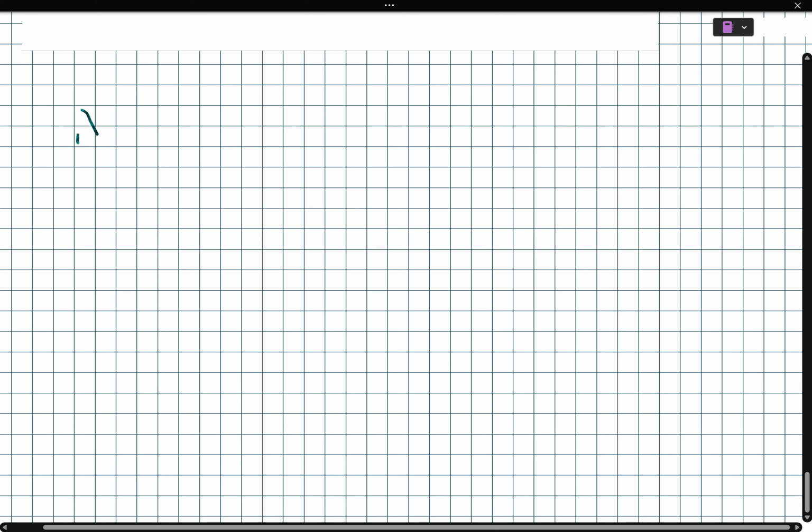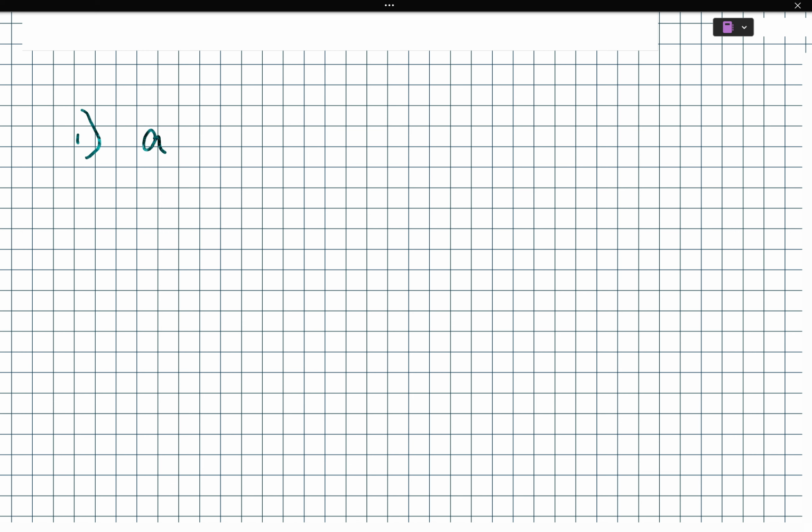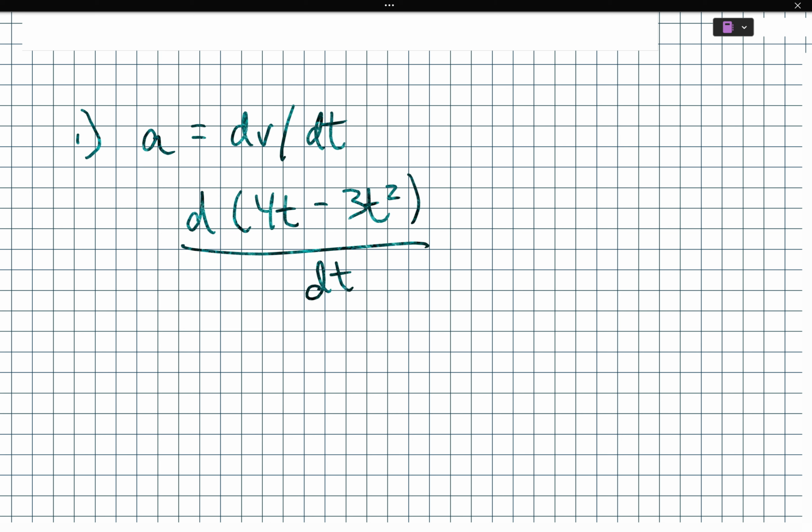First, we take the derivative of the velocity to determine the acceleration. So that's dv/dt, which is d(4t minus 3t squared)/dt. Using our calculus, we get 4 minus 6t.